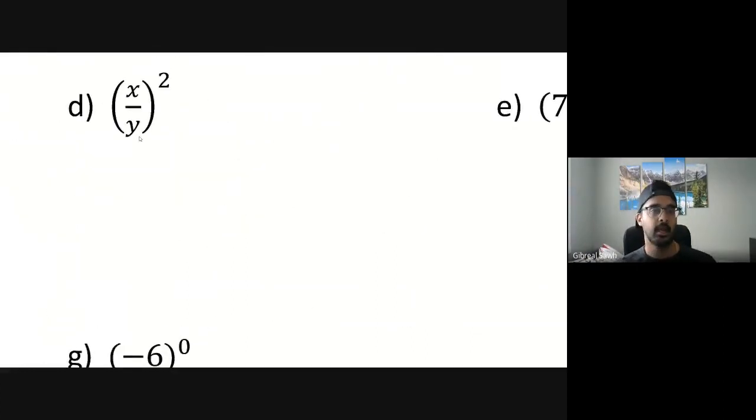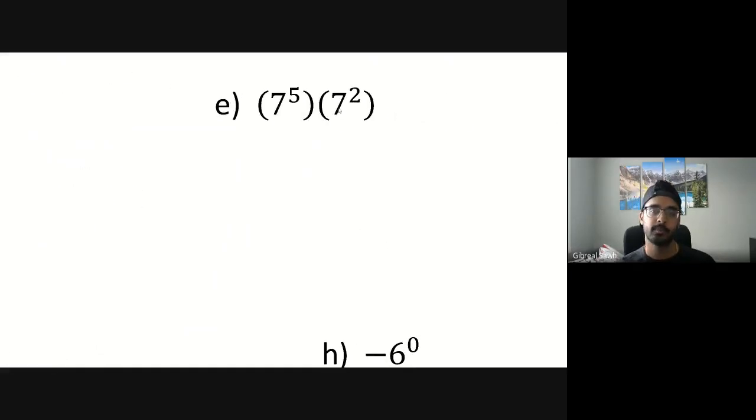Okay, on to D. I've got a quotient inside the set of brackets raised to a power. So this is going to become x squared over y squared. Whatever is in that exponent goes to both top and bottom in the exponent place.